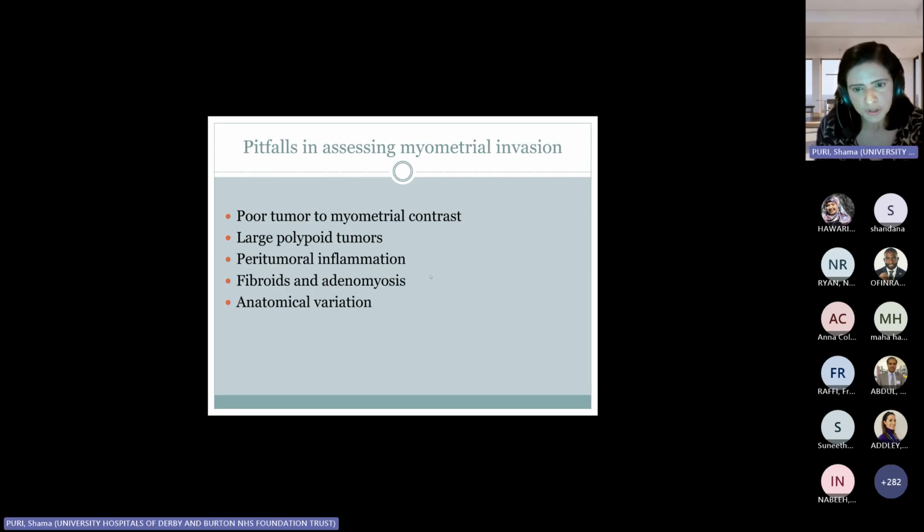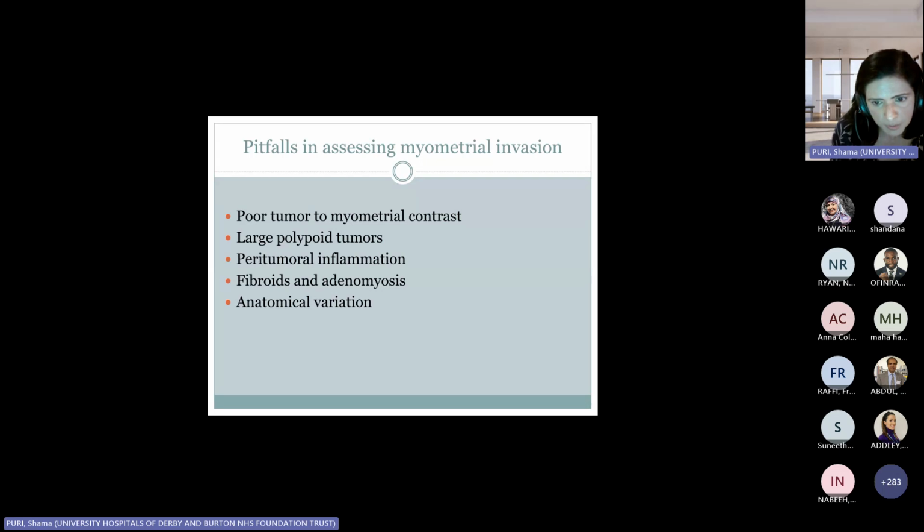So I've shown you examples where it's nice and easy, but in real life, it can be difficult to assess myometrial invasion. And these are the factors which can lead to that. So you can have poor tumor to myometrial contrast. That can usually be sorted by using diffusion weighted and contrast. However, large polypoid tumors can make it quite difficult. When tumors are quite large, they compress the myometrium, they cause thinning of the myometrium, and the depth of invasion assessment becomes quite difficult. That can happen in elderly patients as well, when myometrium can be quite thin.